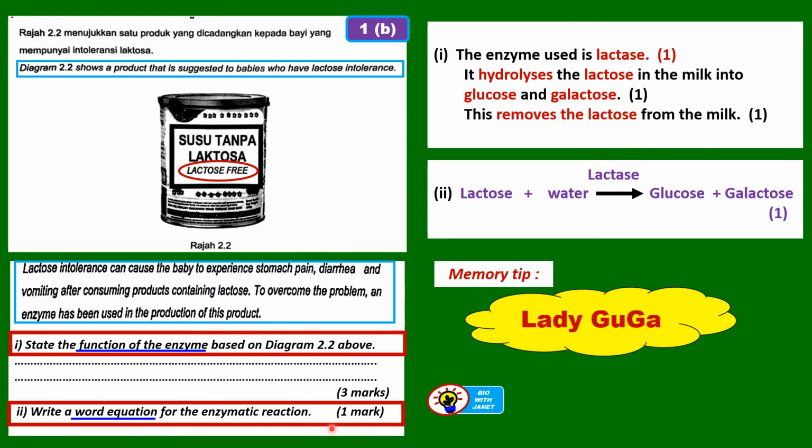So next, write a word equation for the enzymatic reaction. Right, so this is your word equation for enzymatic reaction. The substrate lactose and also water. Okay, so this reaction is catalyzed by lactase. The enzyme lactase must be written on top of the arrow. Okay, and the products are glucose and galactose. So memory tip is Lady Guga, Lady for lactose, Gu for glucose, and Ga for galactose. These are what's our memory tip. Okay, in the previous video concern.